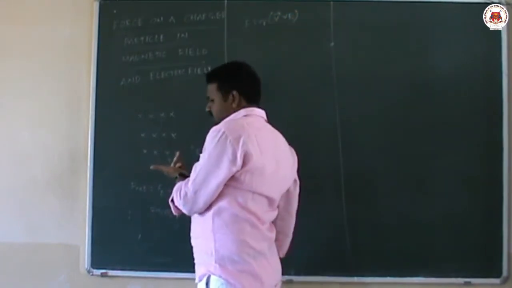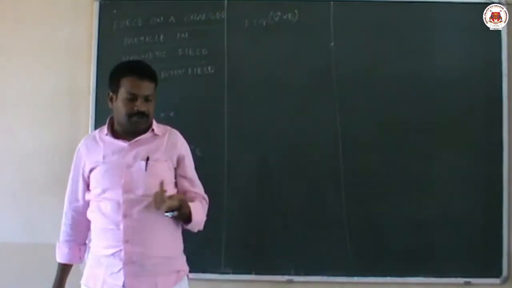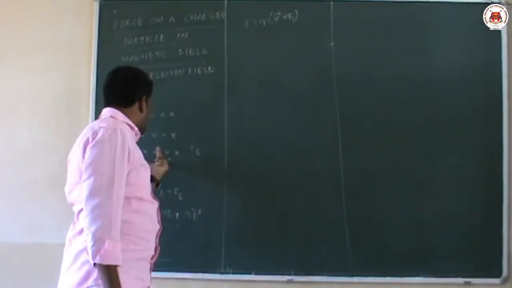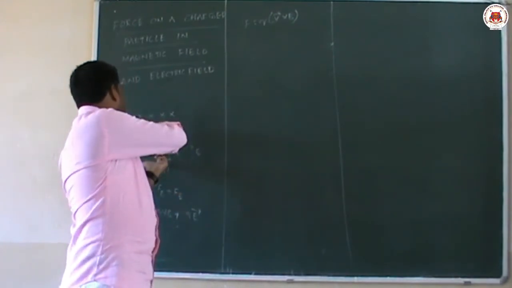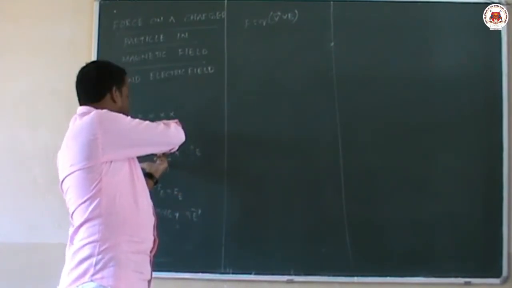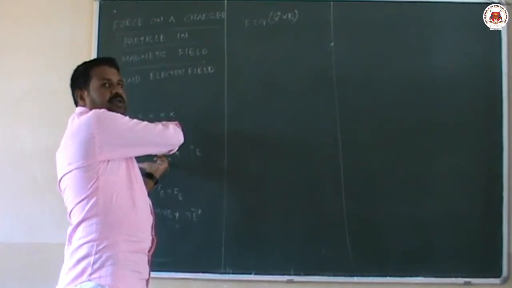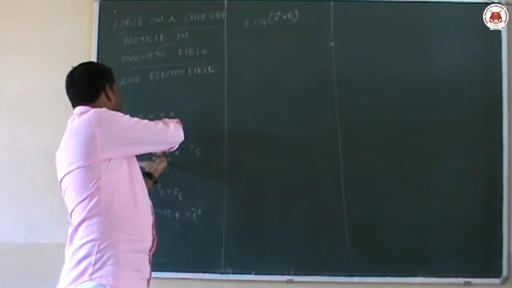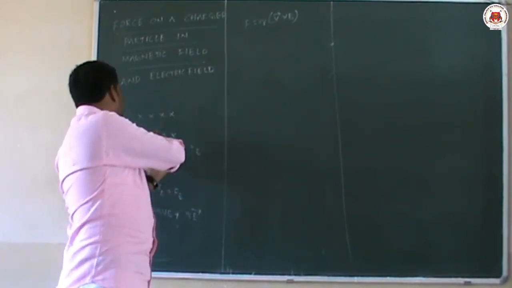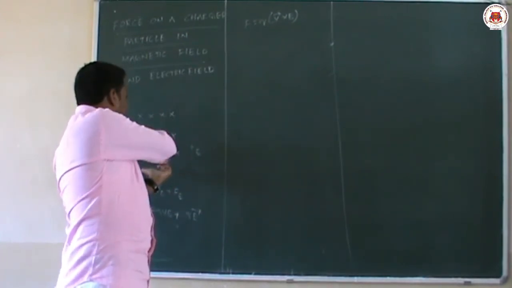You have to keep a screw perpendicular to V and B, and rotate the screw in the direction of the cross product, V bar cross B bar. This is V, this is B, and V bar cross B bar is in this direction.